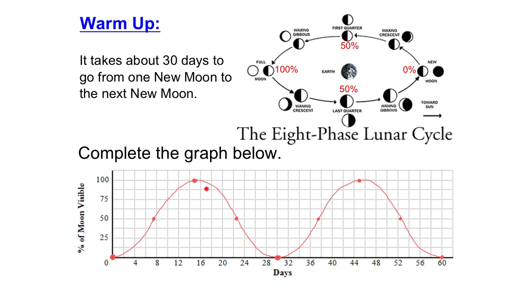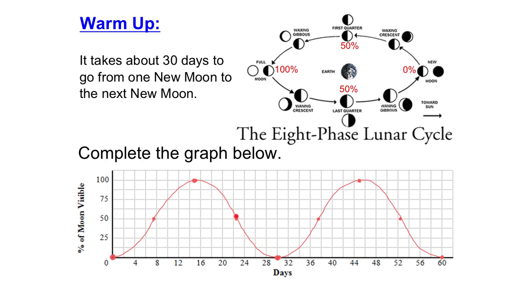Now, I'm doing this for 2 full cycles. So new moon, 30 days later, a new moon. 30 days later, another new moon. There's also 30 days between full moons. They just happen halfway through the lunar cycle. But this is how I can figure out what the graph looks like.